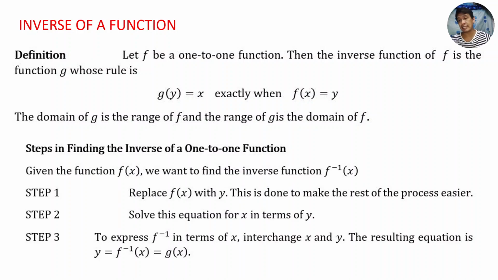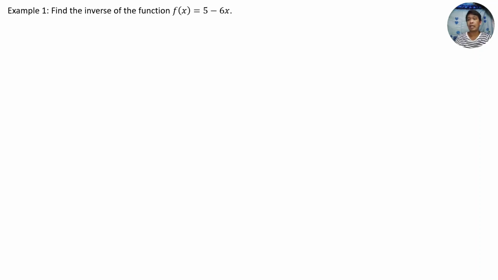So let us have the steps in finding the inverse of a one-to-one function. Step 1 is to replace f of x with y. Of course, it's easier to solve with just y, because there is less to write, and we can solve it more easily later. Then solve this equation for x in terms of y, then interchange x and y, then replace y with f inverse of x.